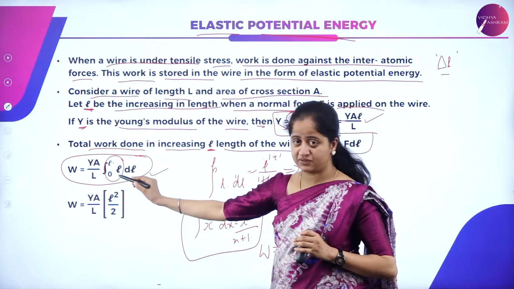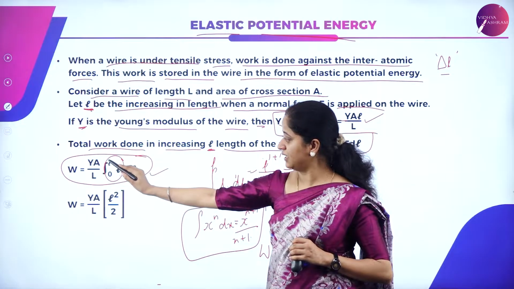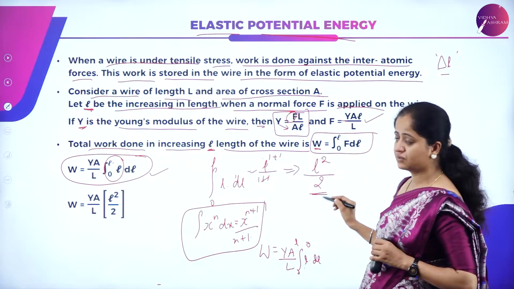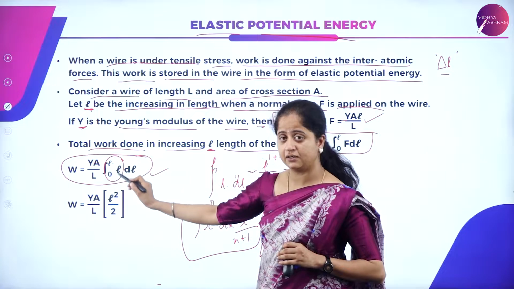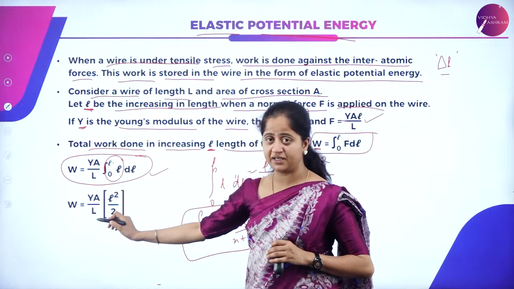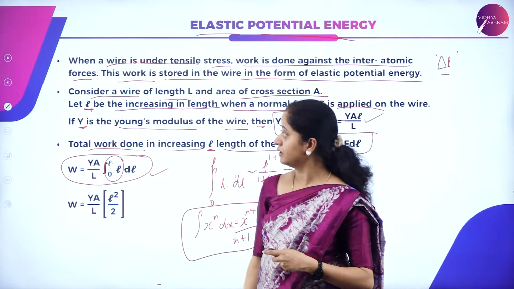So in the place of this variable, what is the variable here? It is L only. So in the place of the variable I am taking only the upper limit. So that gives you the result L square divided by 2. So after integration you need not write limits here. So what you get after integration is YA divided by L into L square by 2. So this is the expression for work done.